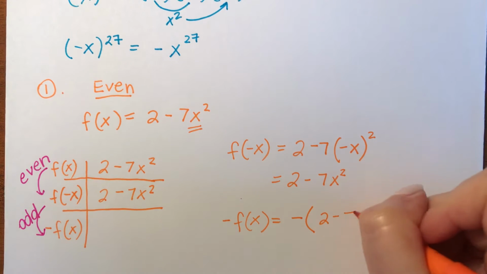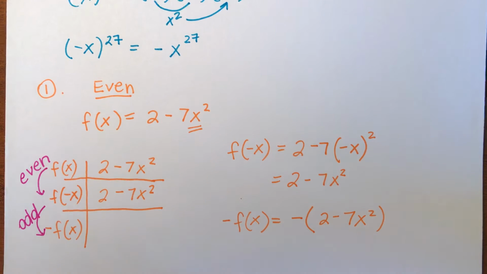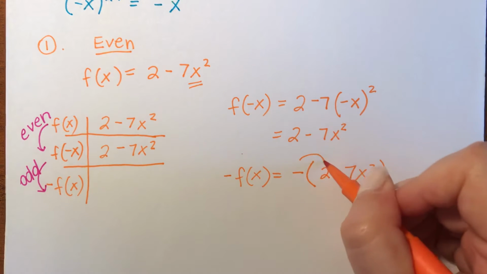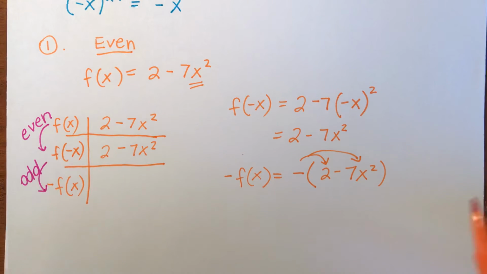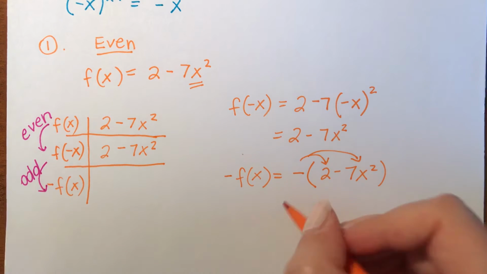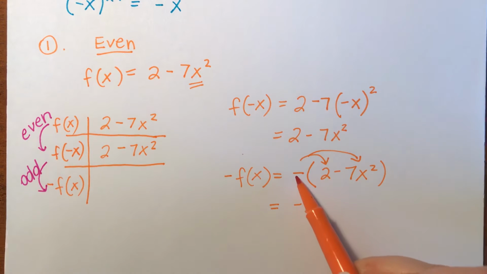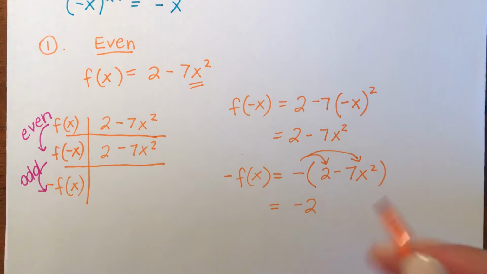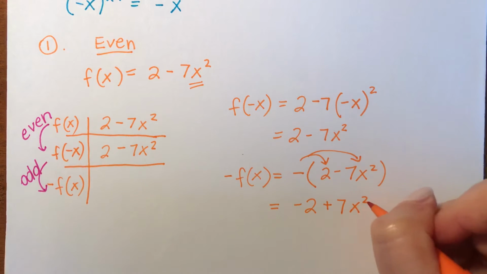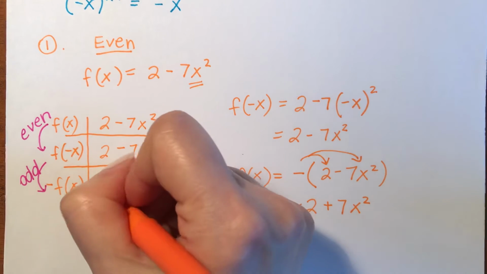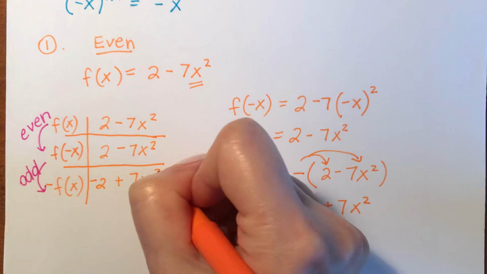So I put negative, and then I'll put the original function in parentheses. So I get 2 minus 7x squared. Well, when you have negative in front of parentheses, all you have to do is distribute that negative, okay? It's the same as negative 1. So I'm going to distribute negative, which means all you're going to do is switch all the signs. So negative 1 times 2 is negative 2. Negative 1 times negative 7x squared is positive 7x squared, okay? And that's my answer. So then I'm going to put this in my last row. Negative 2 plus 7x squared.